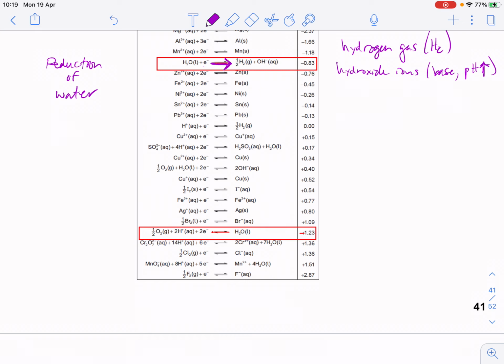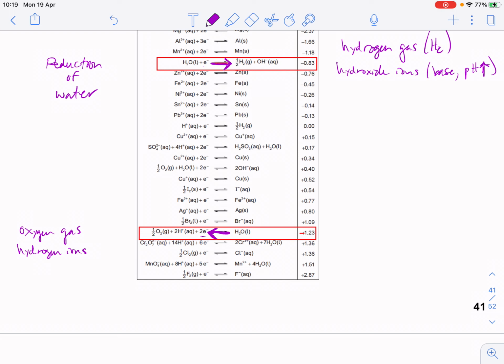When we oxidize water, the oxidation half equation we know from this table will always be written going to the left. Those show oxidation. And when water is oxidized, it's shown down here in the second red box. And when water gets oxidized, we lose electrons. We form oxygen gas. And we form hydrogen ions.